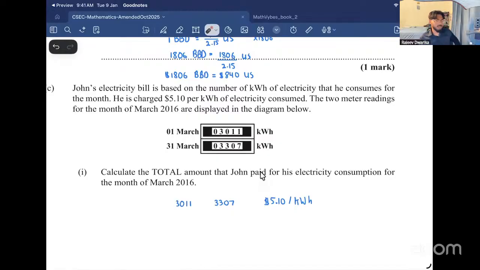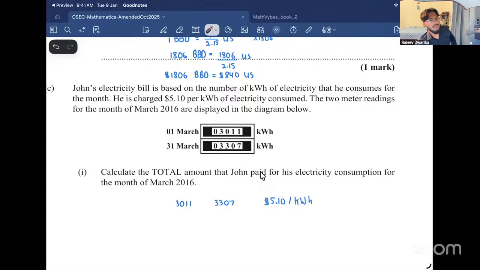Anyway, for the month of March, how would I calculate how much electricity he consumed? Alright, let me make this easy for you. We are adding the 3,011 and the 3,000... No, it wouldn't add. Let me try again, because it doesn't make sense to add. I don't see how that would make much sense.